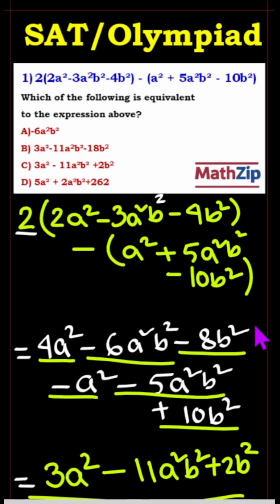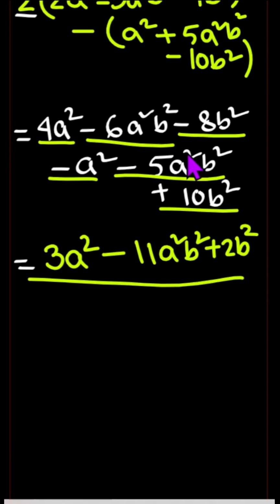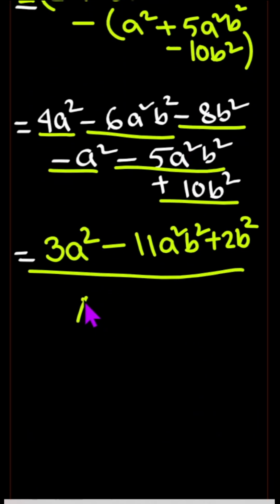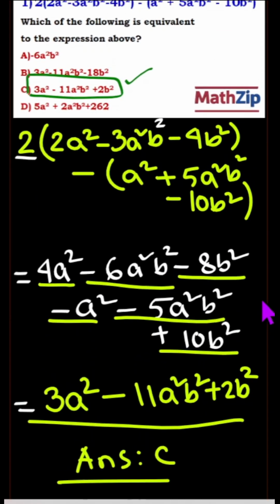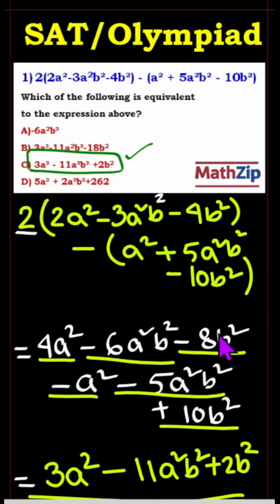Now we have to find out which is the similar. Very careful. Look, here is number C is a common thing of this answer, which is 3a square minus 11a square b square plus 2b square. So this is our correct answer. So we can say answer C. Okay, so first question answer done.